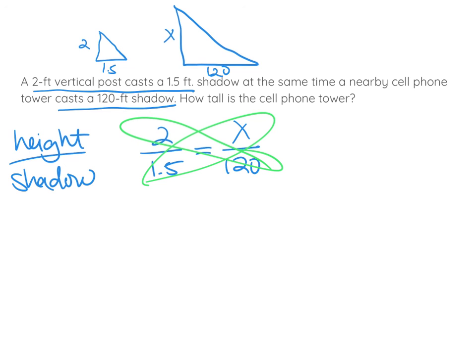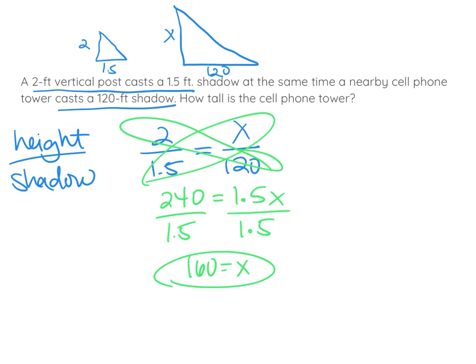Okay, so again, we're just going to cross multiply. 2 times 120 is 240. And then equals 1.5 times x. Divide both sides by 1.5. And you should get 160 equals x. Okay, so there is your answer. The cell phone tower is 160 feet tall.